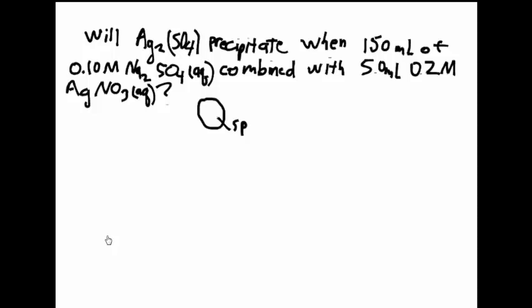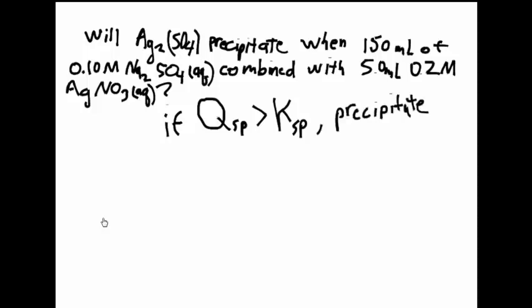So this Q reflects the concentrations of ions that are actually present in the solution, and we compare that to the KSP value. If Q is greater, then you get precipitation, because the KSP reflects the concentrations when the solution is saturated, but not supersaturated.